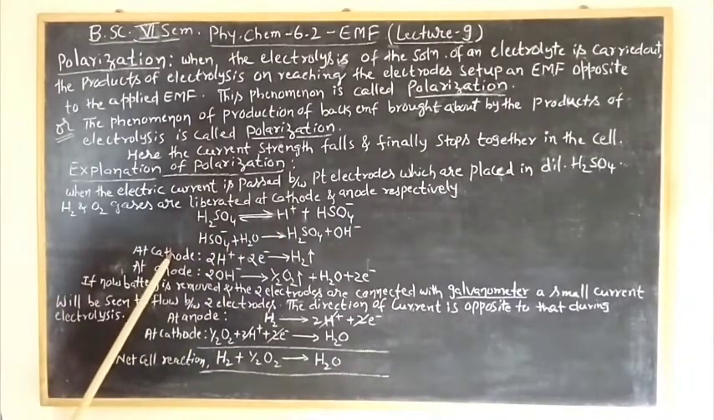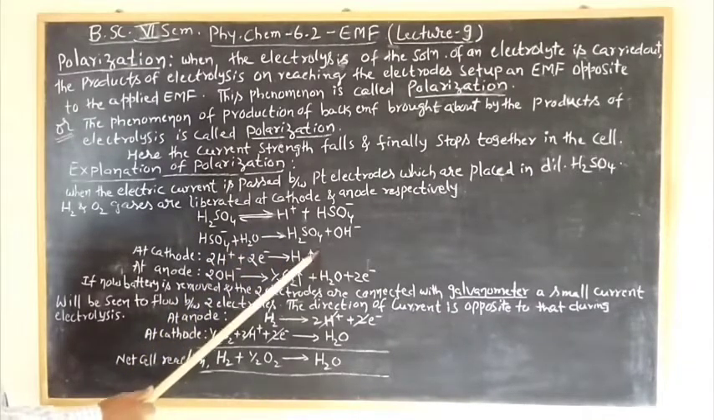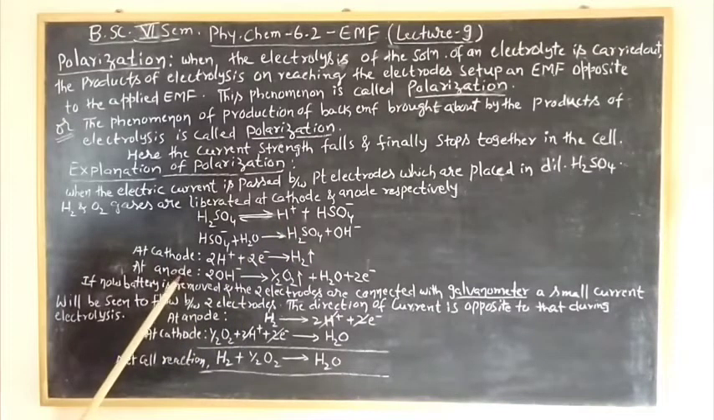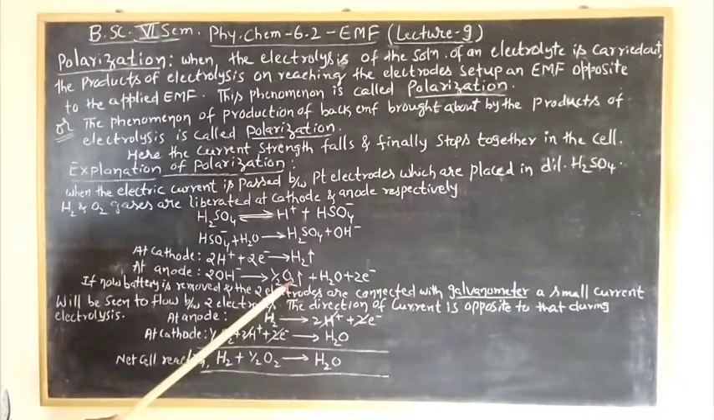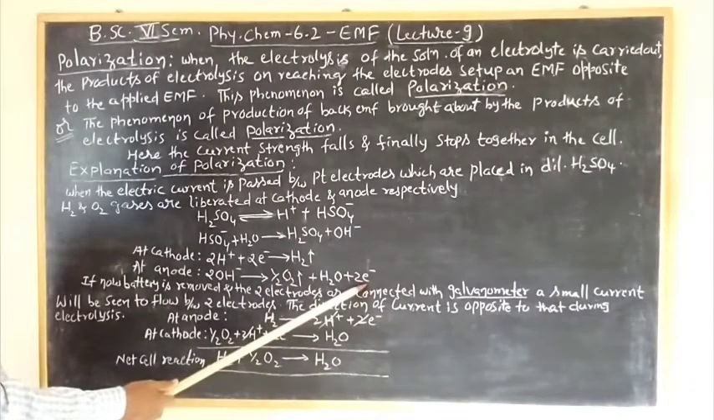Then at the cathode, the negative electrode, the positive ion is moving, so 2H+ takes up 2 electrons to form the hydrogen molecule in the form of gas. At the anode, the positive electrode, negative ions are moving, so 2 hydroxyl ions will form half mole of oxygen gas and water by liberating the 2 electrons.